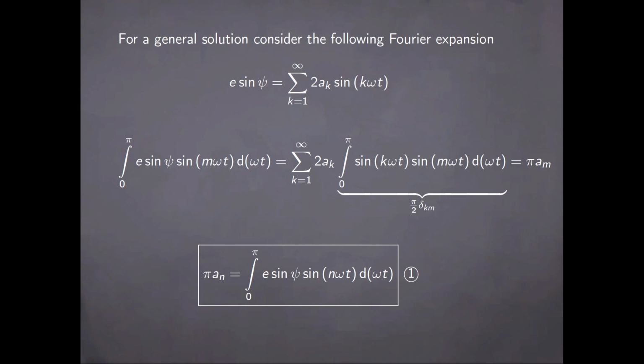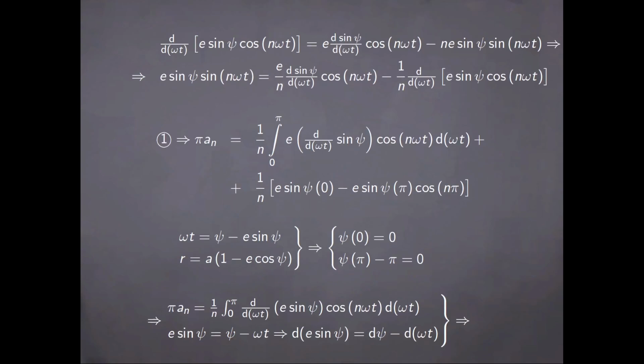And in order to go further, now the goal is to try to integrate by parts. So if we take the derivative with respect to the mean anomaly from this expression, we obtain the difference here, and we can isolate our integrand and solve for it to obtain this expression. And if we bring this back into the result 1, it follows that pi times a index n is given by the integral here plus the second integral evaluated between the endpoints.